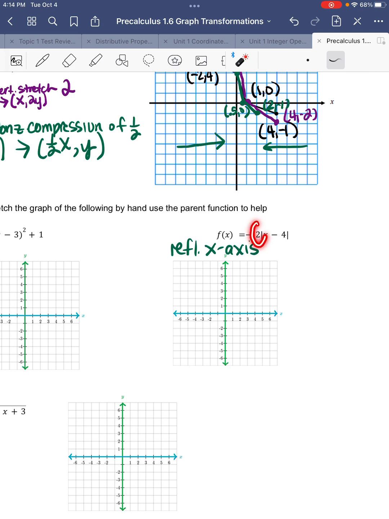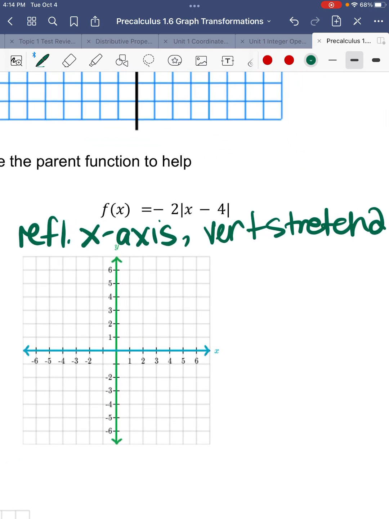Now let's address the 2. 2 is what we just learned today. A 2 out in front of the function is a vertical stretch of 2. And then from yesterday, if I have x minus 4 inside the parentheses, or inside the function, that moves the function right 4.